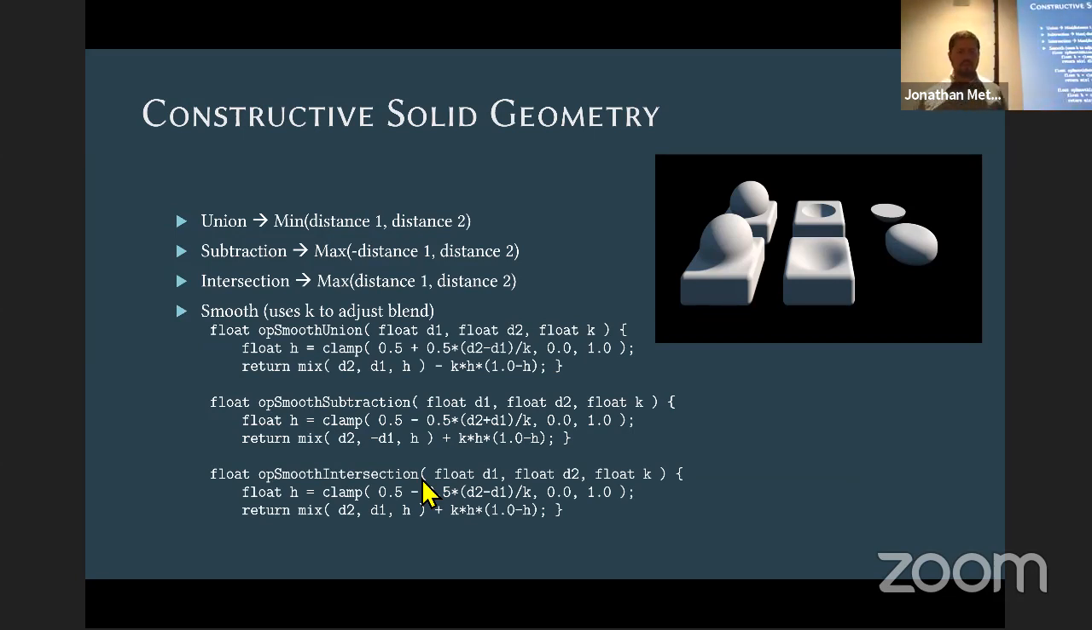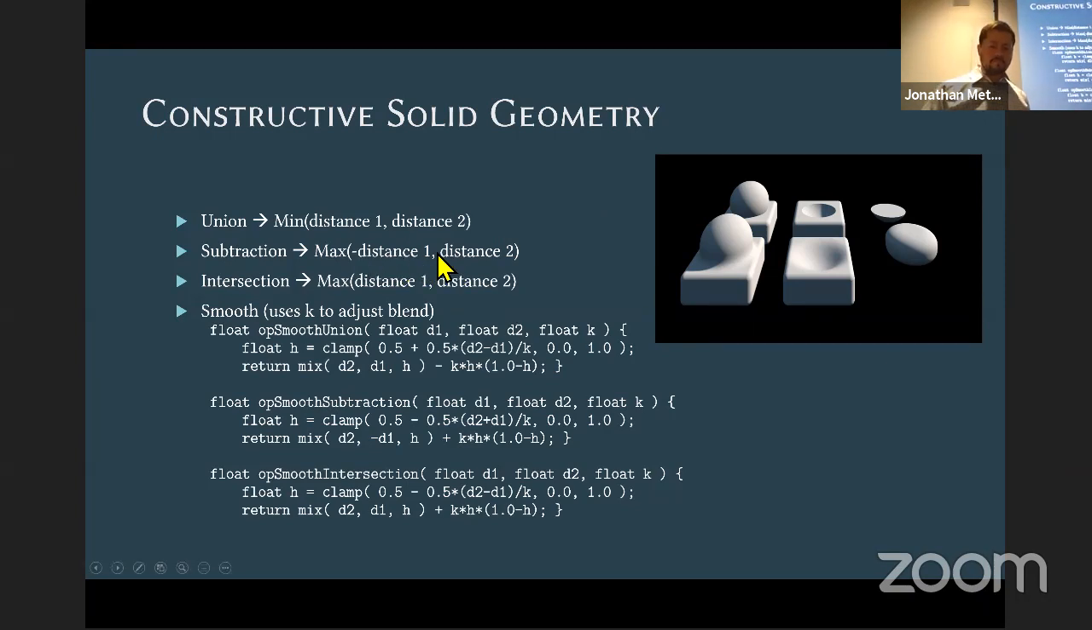So if we have union, we can take the minimum of distance 1 and distance 2. And this has the effect of giving us the closer object, right? So for instance, if I was on this side, the ray's coming down, then the minimum value is the sphere, right? We're closest to the sphere. But coming from the other side, we're closest to the rectangle. So that is how the minimum works, right?